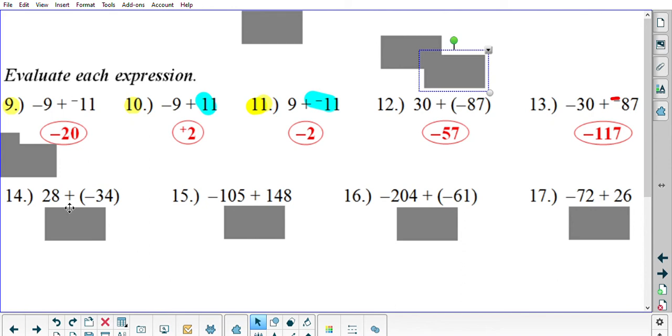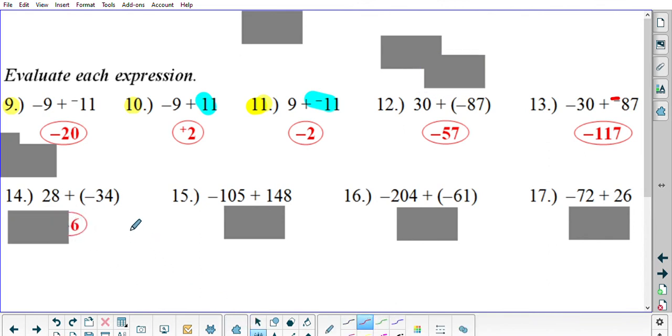Number 14, we have a positive and a negative. When they're different signs, you will subtract either in your head or off to the side. If you had to do it off to the side, did you put the 34 on top and then the 28 on bottom? That's what you should do. Always put the bigger absolute value on top. All right, and then subtract. You would have to do some borrowing in this scenario because the 4 is smaller than the 8. So you would borrow. This 3 would become a 2. My handwriting is really horrible here. And then this would become a 14.